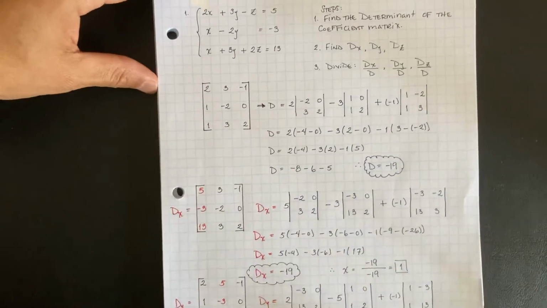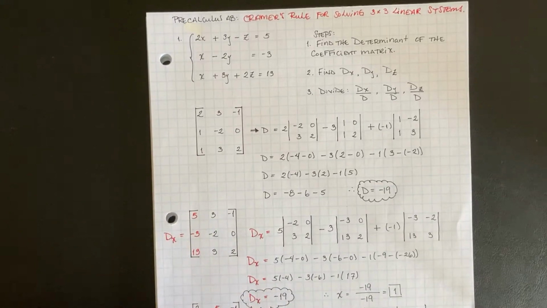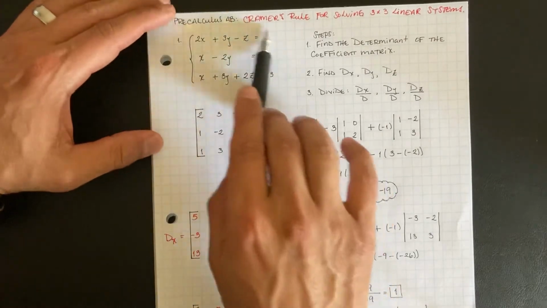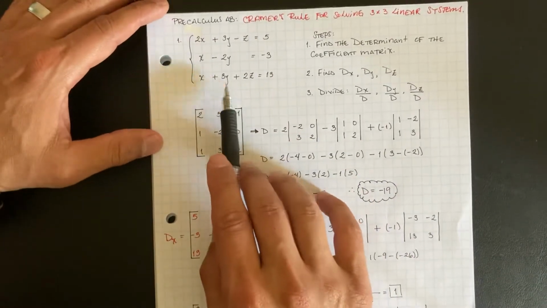Hey guys, in this video I want to talk to you about Cramer's rule and using it to solve 3x3 linear systems. We're going to be developing it using matrices. So here I have my system. It's a 3x3 system of three linear equations in x, y, and z.